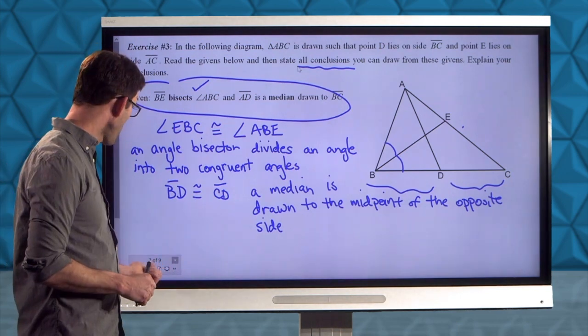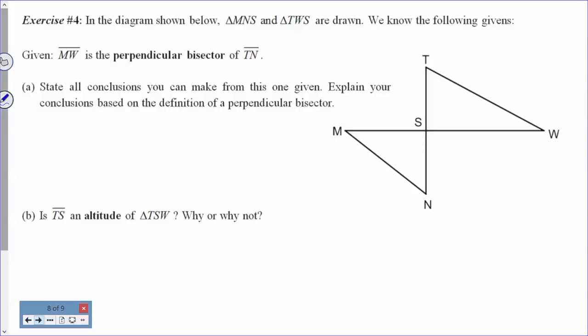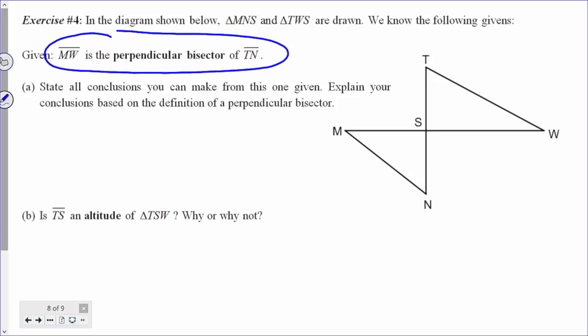Okay, let's do it. One more. Exercise number 4. In the diagram shown below, triangle MNS and triangle TWS are drawn. We know the following givens. Given MW is the perpendicular bisector of TN, and letter A says, state all conclusions you can make from this one given. Explain your conclusions based on the definition of a perpendicular bisector.